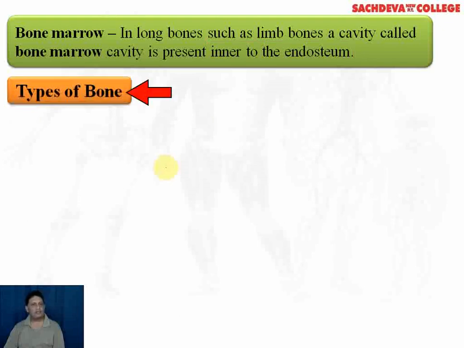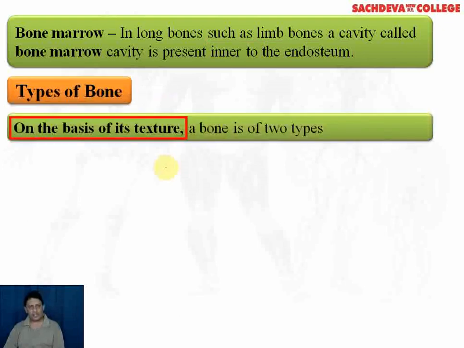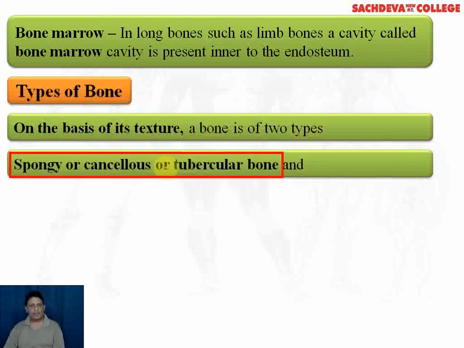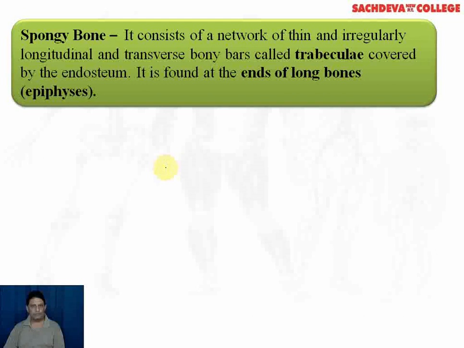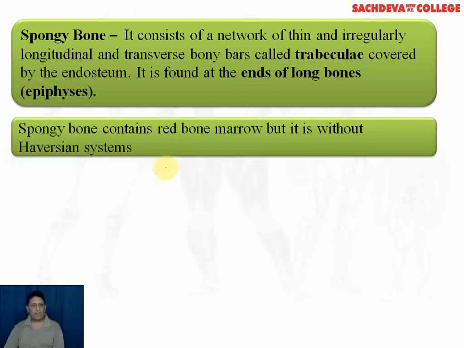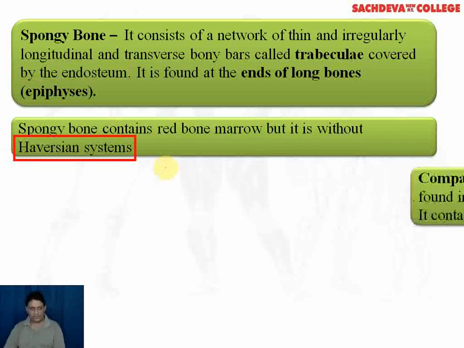Then coming to types of bones. On the basis of texture, a bone is of two types: spongy, or the cancellous or the trabecular bone, and the compact or the periosteal or dense bone. Spongy bone, as the name suggests, consists of a network of thin and irregular longitudinal and transverse bony bars, which are called trabeculae. These trabeculae are covered by endosteum. It is found at the end of the long bones. The end of the long bones is called epiphysis. Spongy bone contains red bone marrow, but it is without Haversian systems.